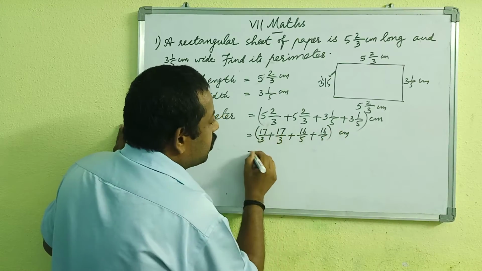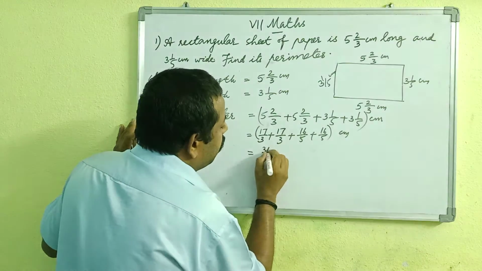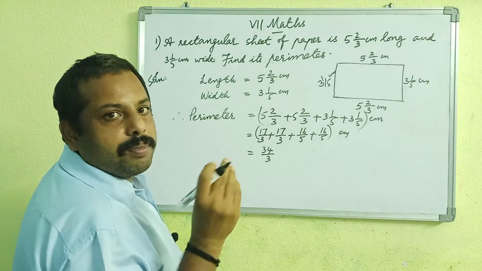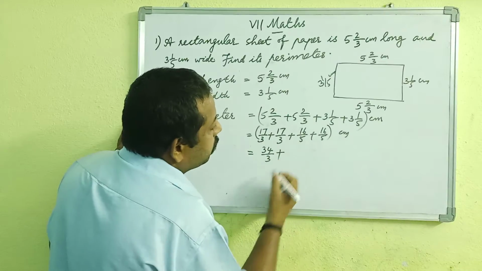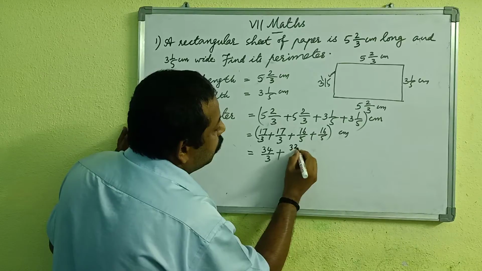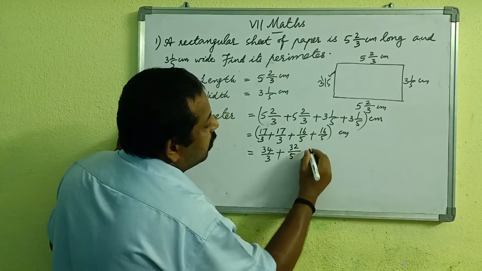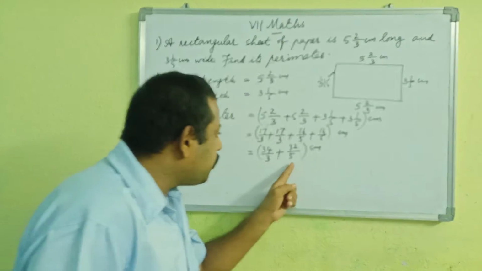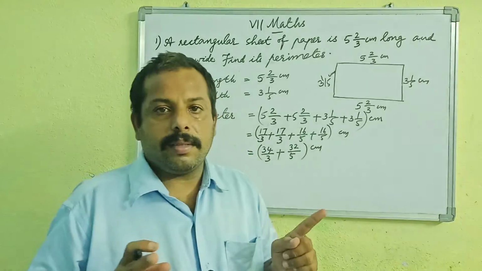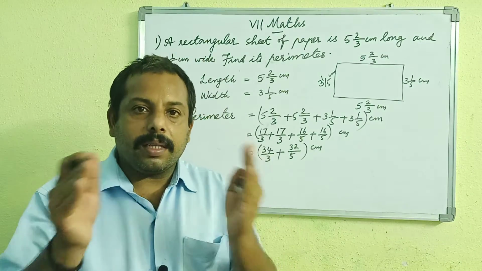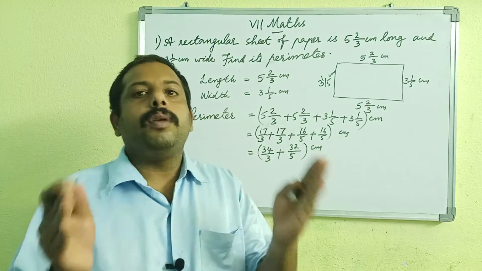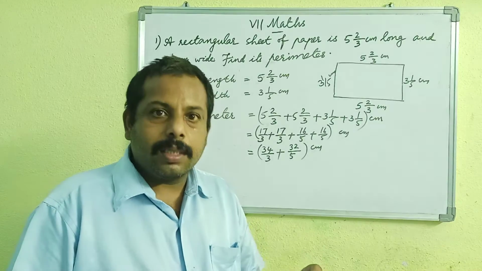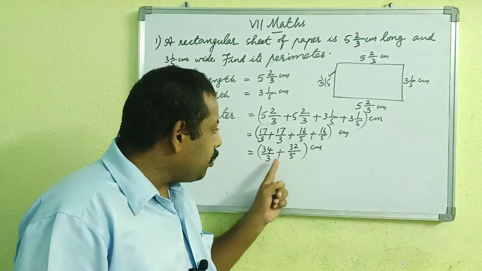Let us place it in brackets. 17 plus 17, 34 by the common denominator 3. That means we are adding fractions with the same denominators. 16 plus 16, 32 by the common denominator 5. Now you know the LCM of 3 and 5. See here, denominators are different. We have to make the denominators the same. For that we use the LCM of these two numbers. As both these numbers are prime numbers, we can multiply them together to get the LCM.